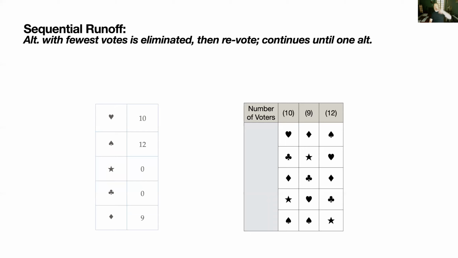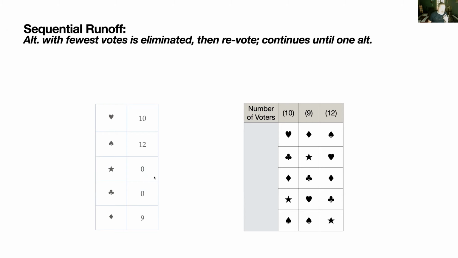So here's the first round, same as always. 10 for hearts, 12 for spades, 0 for stars. Nobody lists stars as their top choice. No votes for clubs. Nobody lists clubs as their top choice. And 9 votes for diamonds. 9 people list that as their top choice. Now, instead of dropping all of these like I did before, I'm going to drop the lowest vote getter. If there's a tie, then flip a coin.